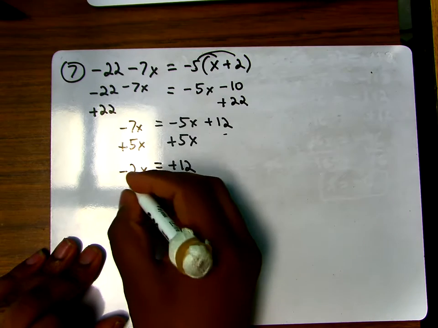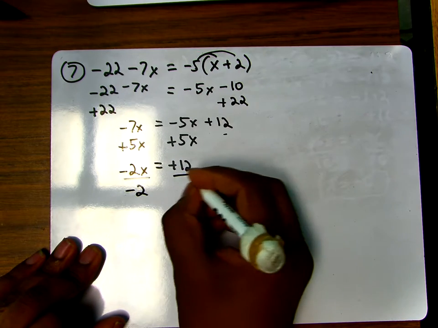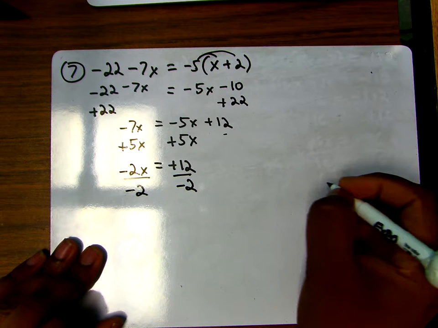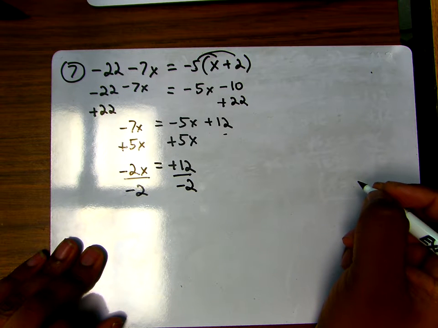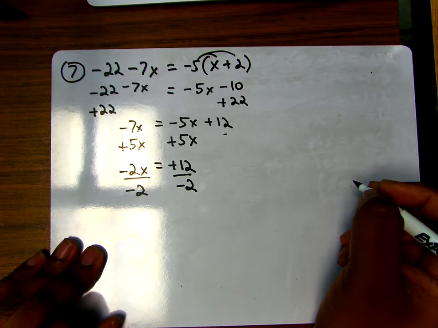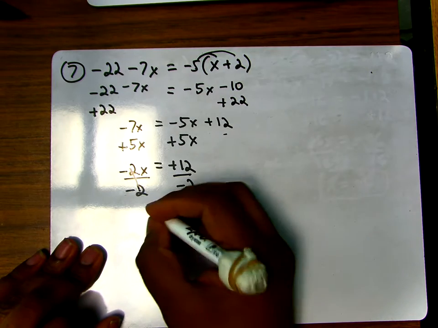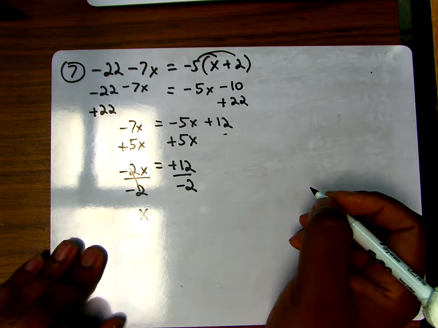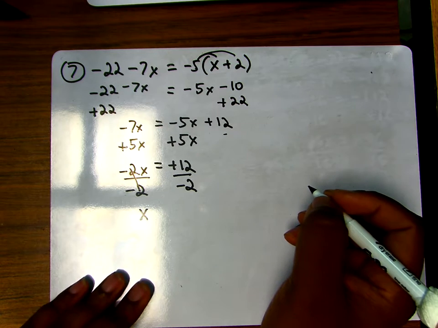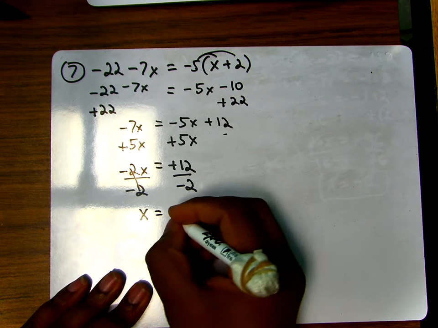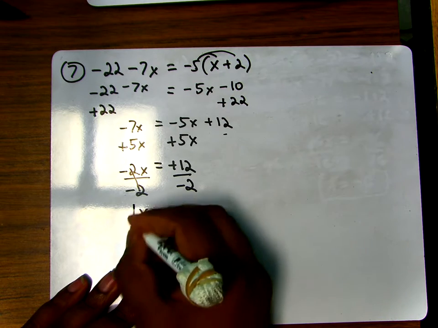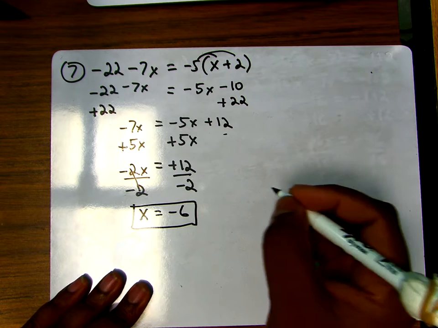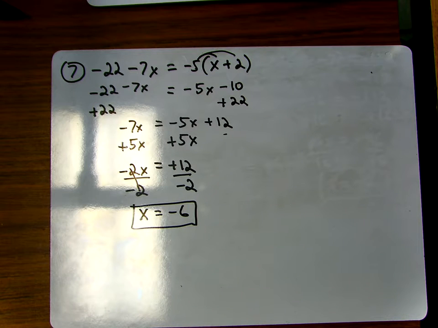Okay, in my last step, I'm going to go ahead and divide by -2. Okay, and that'll cancel out. And that's going to leave x is equal to -6. Okay, and that concludes the 3 parts here.